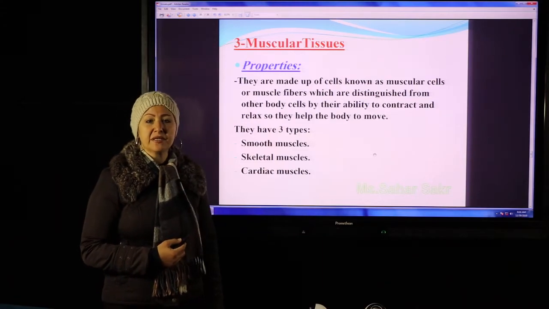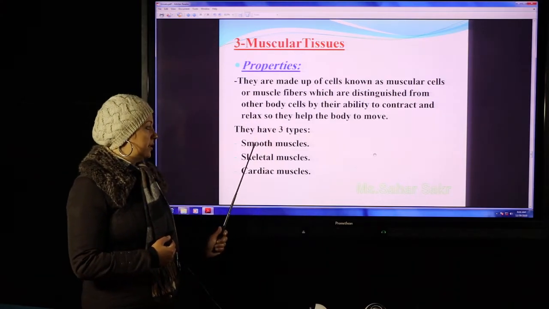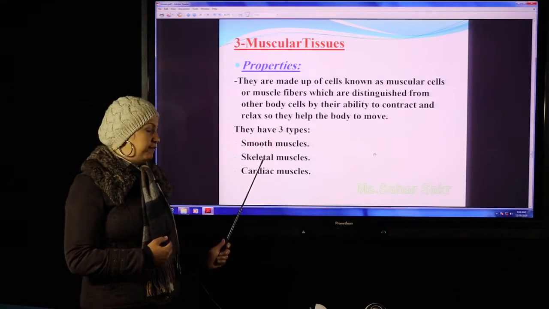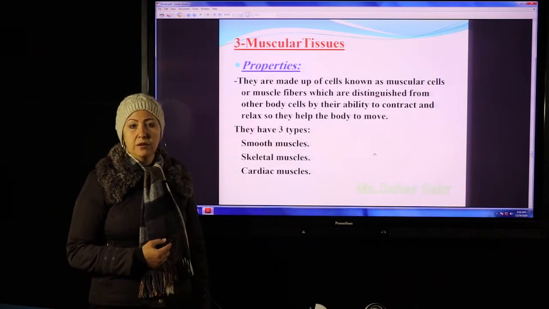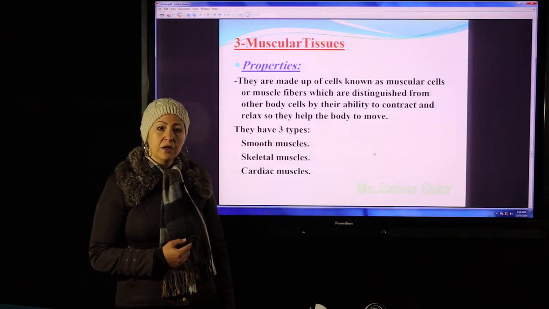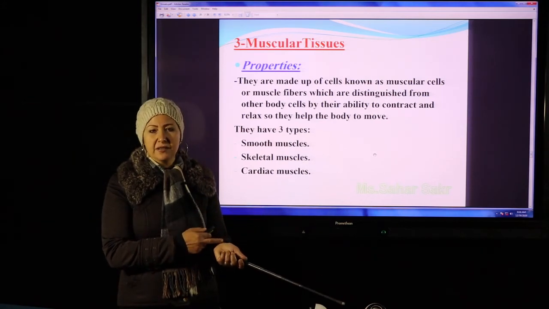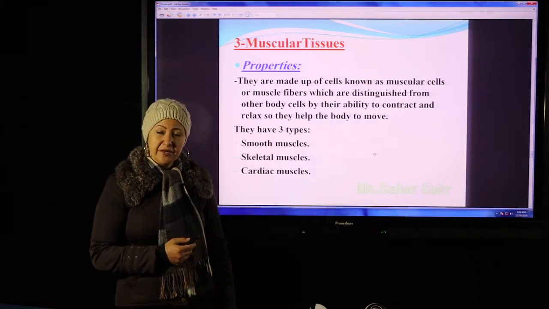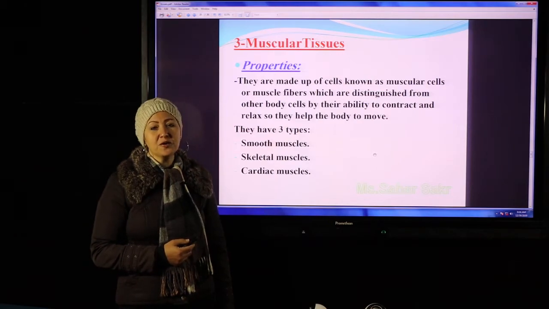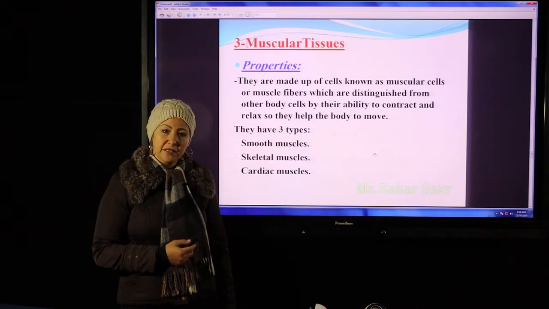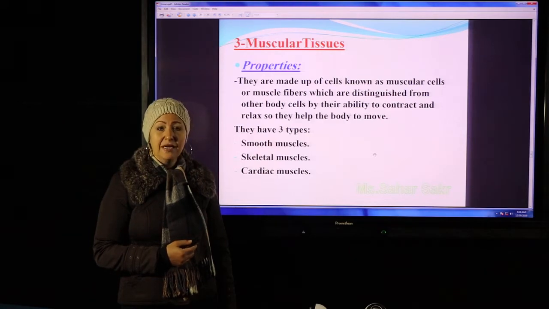We have three types of muscles inside our body: smooth muscle, skeletal muscle, and cardiac muscle. What are the smooth muscles? These muscles are found in the wall, for example, of the blood vessels, because when they contract and relax, they help the blood to move inside the blood vessels. And they move without the control of your body, so we call these involuntary muscles.